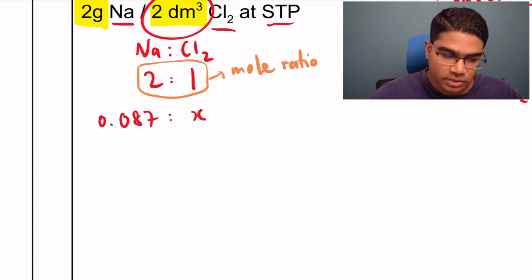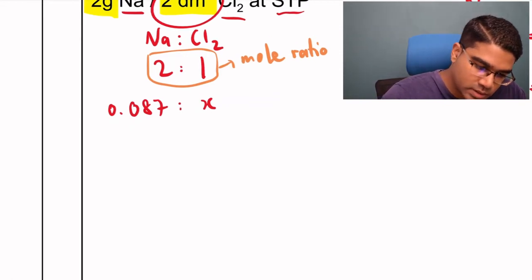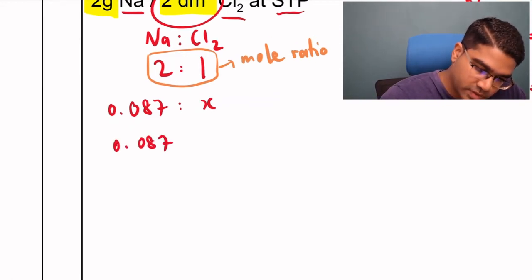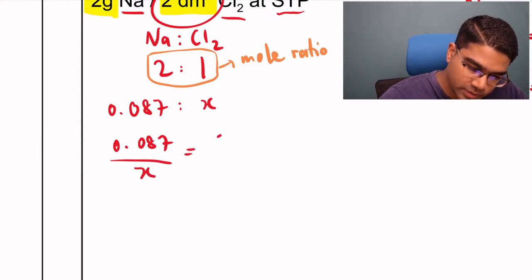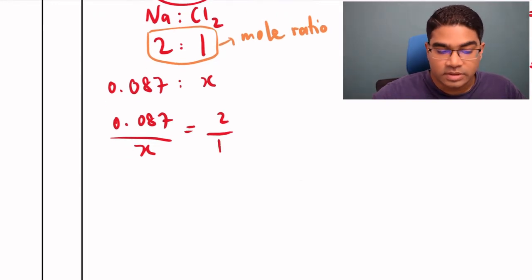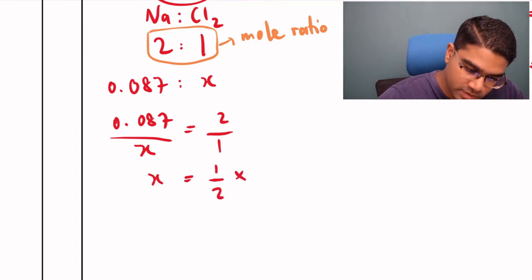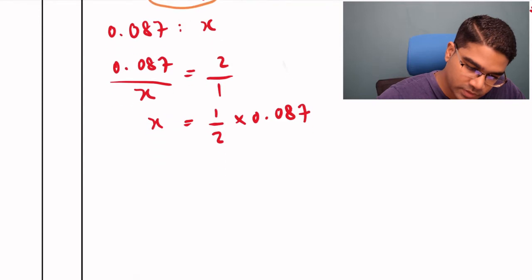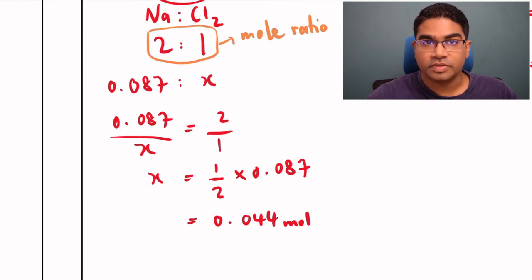Now if you are very familiar with ratios, then you can do it immediately, but if you are not too sure, don't worry, we can just use 0.087 over x, which is equal to the ratio 2 to 1, so 2 over 1. So you can just use this method and find the moles. You will find that x is equal to half of 0.087, which is equal to 0.044 moles. Now we found the moles of chlorine that completely reacts with 0.087 moles of sodium. So it is 0.044 moles.